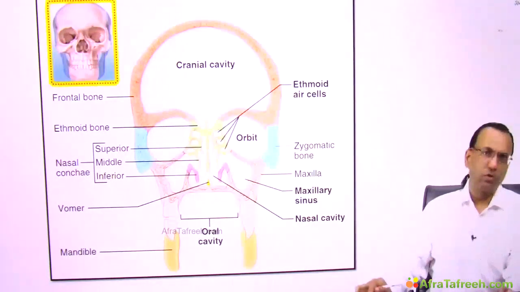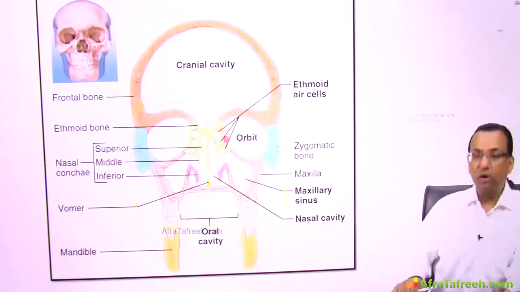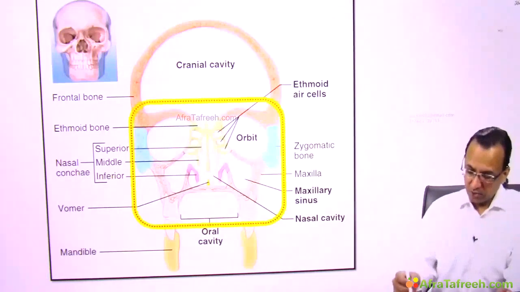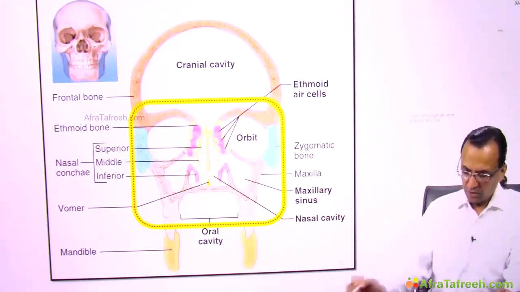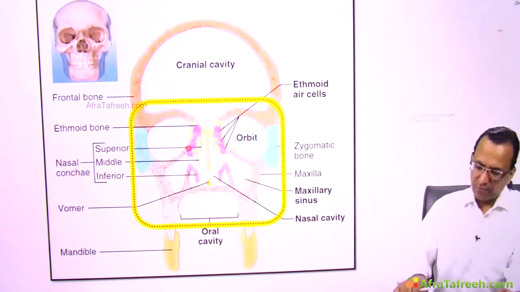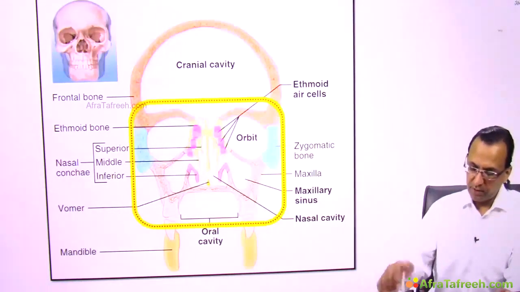You know, ethmoid bone is hollow from inside, and because it is hollow from inside, it is having ethmoid air sinus. So you are telling that this will be some ethmoid air sinus? Yes, it is. What I see is that this ethmoid bone is forming the medial wall of the orbit. Yes, it is forming the medial wall of orbit.